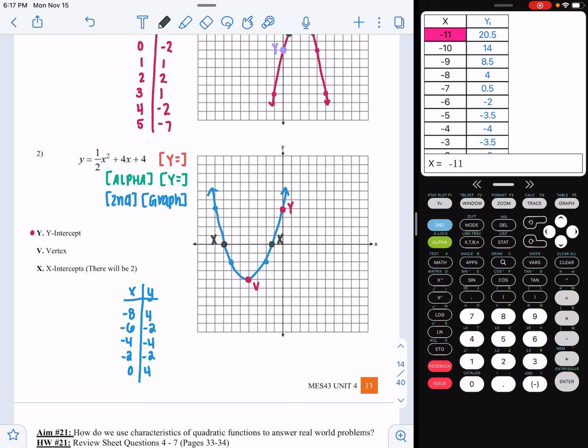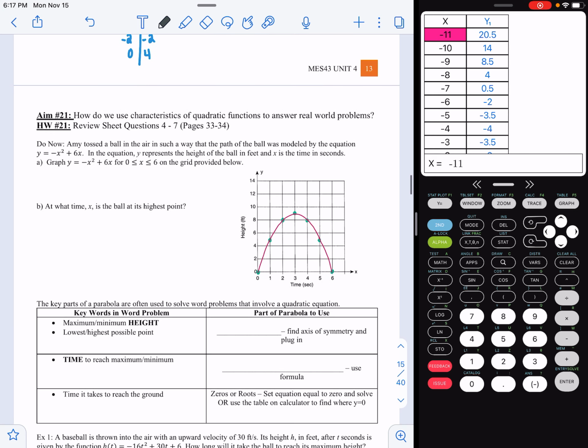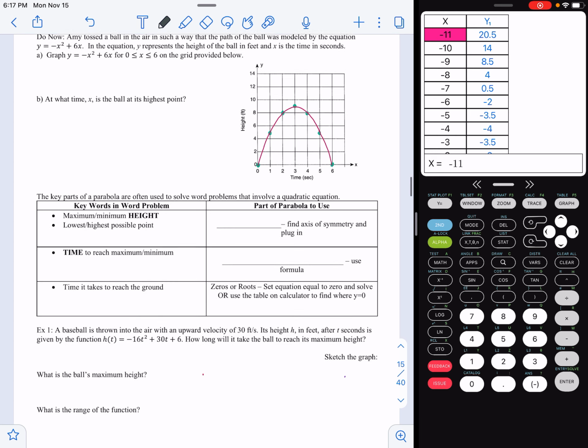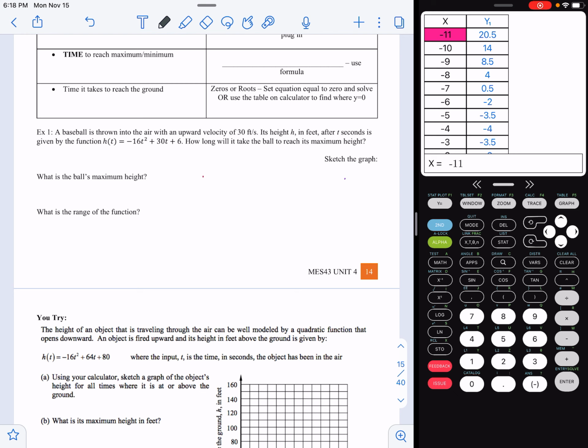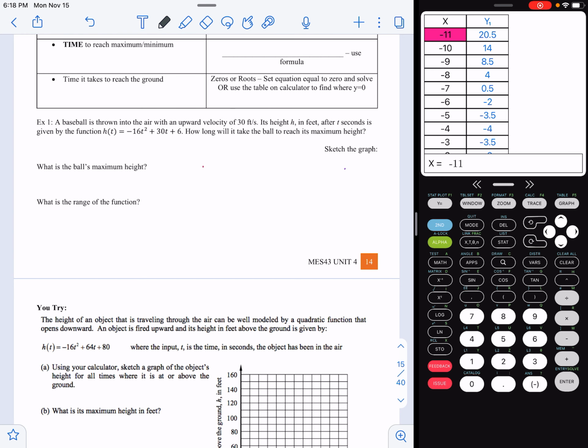Alright, so that's one thing we did. The next thing we did was we worked with word problems. And we'll review this by going over page 14 and 15. Let's take a look at this example. Example 1 says a baseball is thrown into the air with an upward velocity of 30 feet per second. Its height, h, in feet after t seconds is given by the function h of t equals negative 16t squared plus 30t plus 6. How long will the ball take to reach its maximum height?